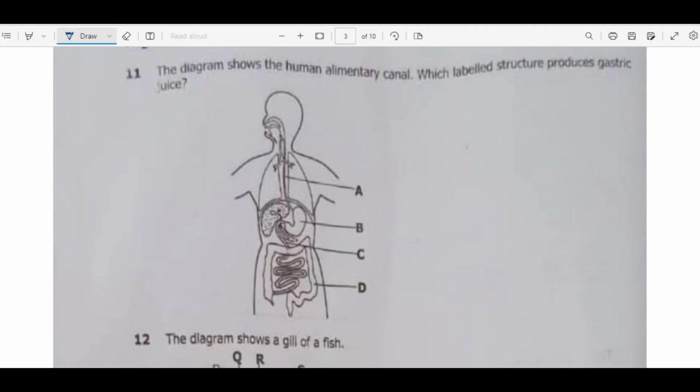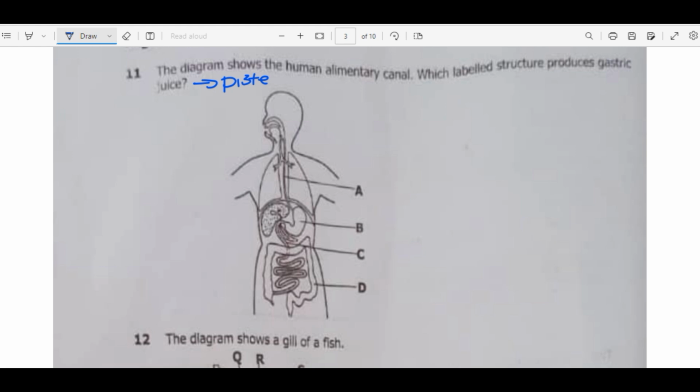Welcome folks. In this video we are going to continue with biology paper 1 for the year 2023, and we are beginning on question 11. The diagram shows the alimentary canal. Which labeled structure produces gastric juice? So gastric juice is just a digestive juice. It contains some enzymes that are responsible for certain digestion.